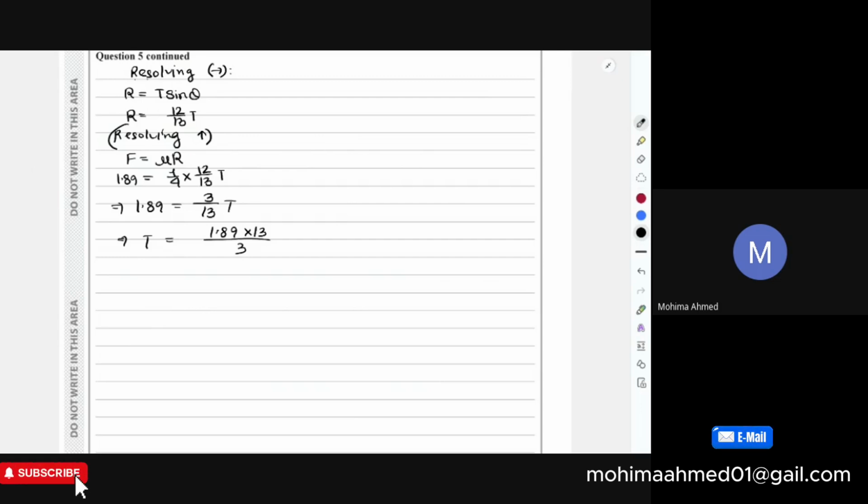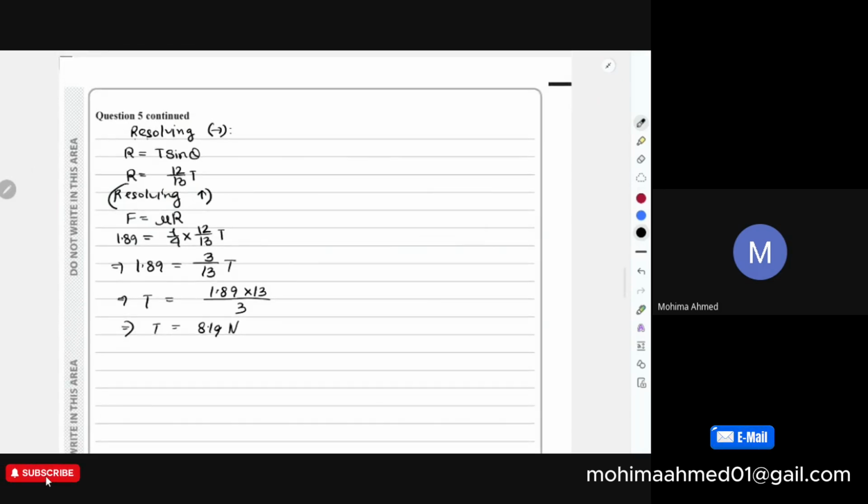The mu value was 1 by 4, right? Yeah. Mu R was 12 by 13. 3 by 13 equals to that. So 1.89 into 13 divided by 3. This one also gives you some value like 8.19 Newton. This is still not the smallest value that you are supposed to get.